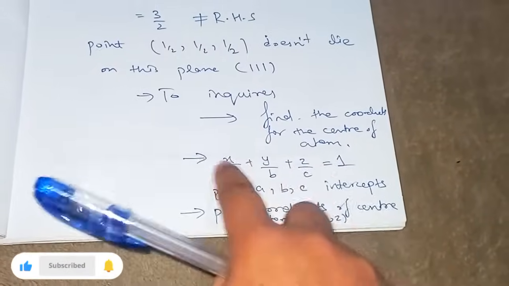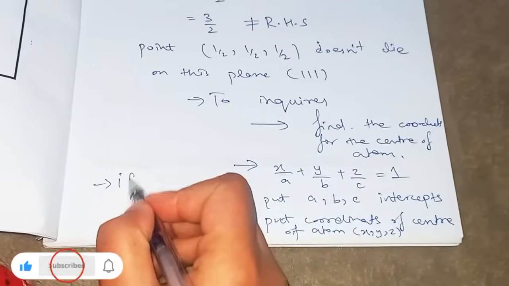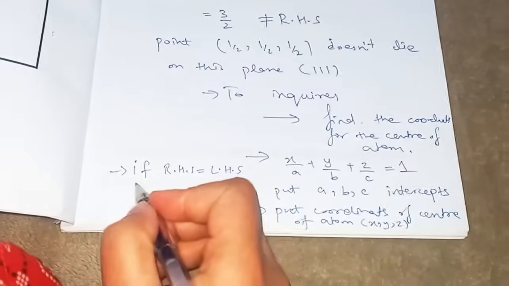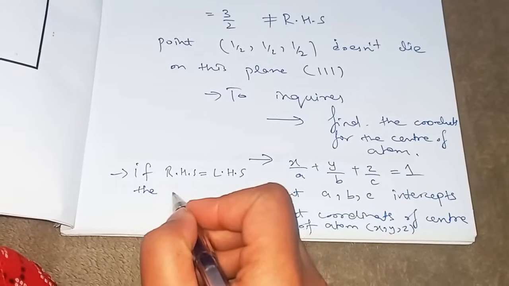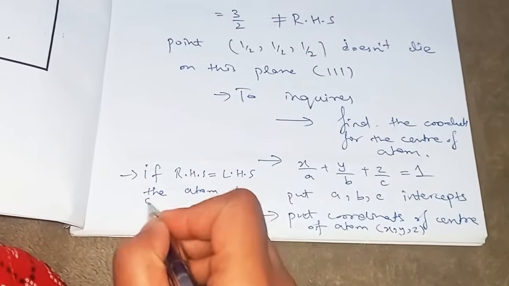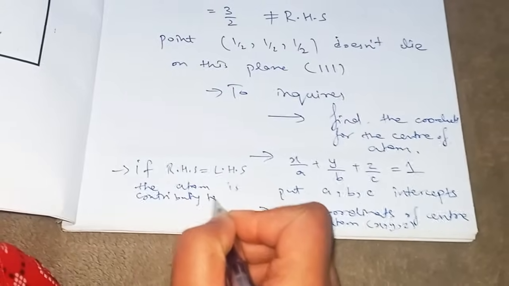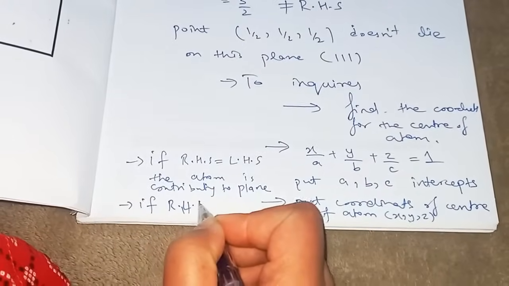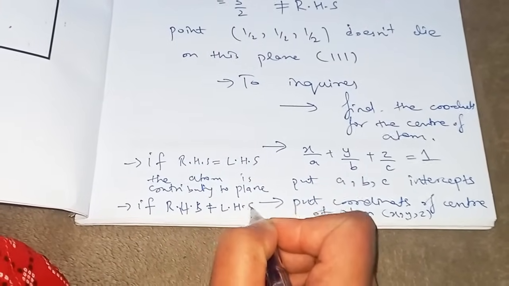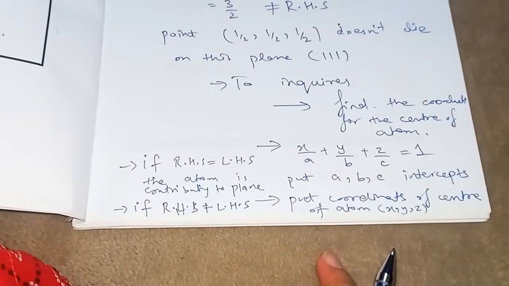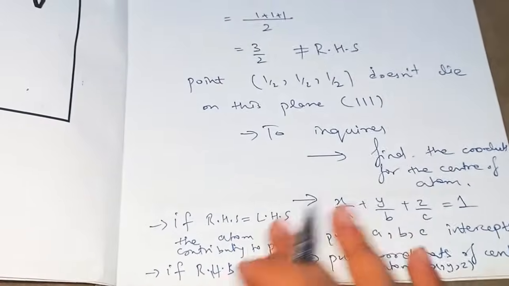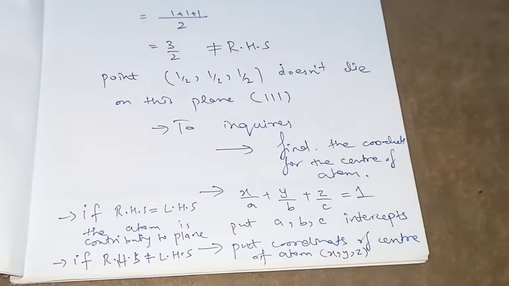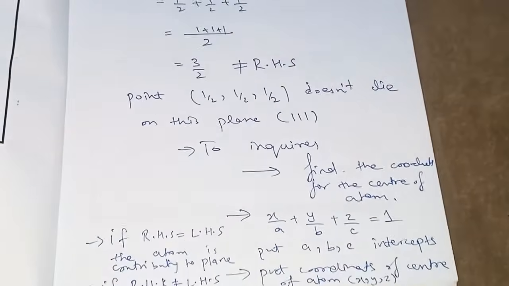Put it here and see whether the right hand side equals the left hand side. If the sum equals 1, then it means the atom is contributing to the plane, and if the right hand side is not equal to the left hand side, then it means the atom is not contributing to the plane. Let me write these rules in neat form, and we will put one other atom to the test and see whether we can have this situation or not.